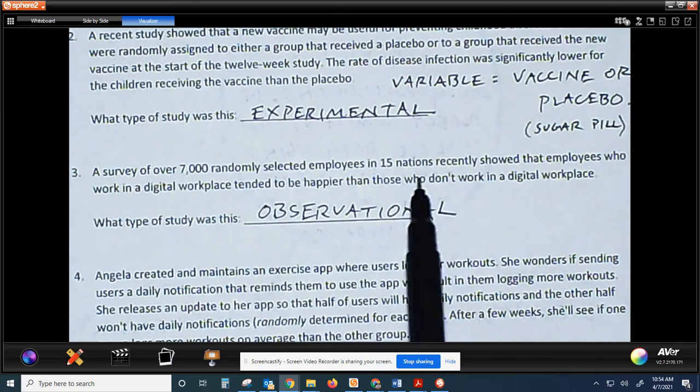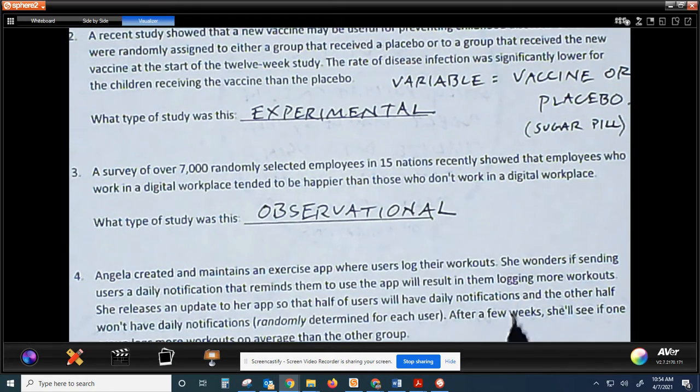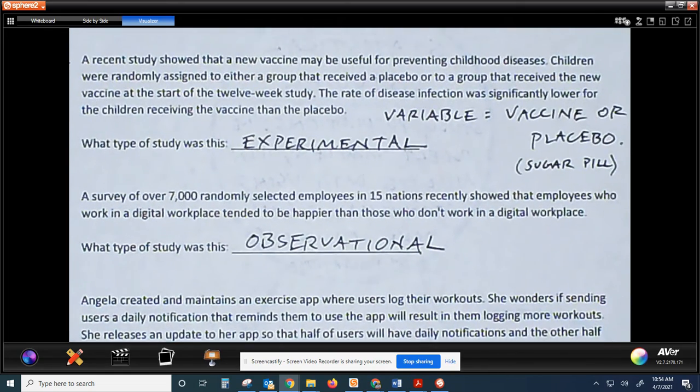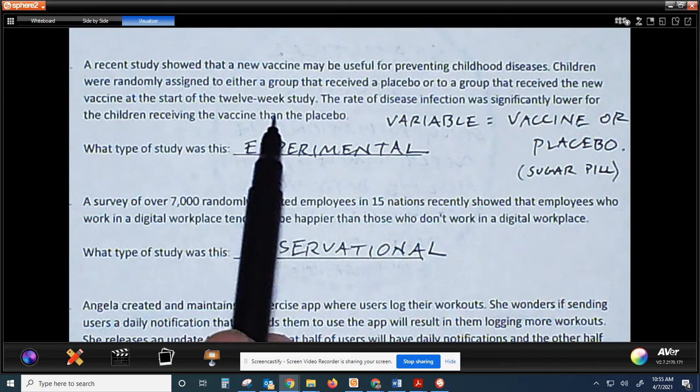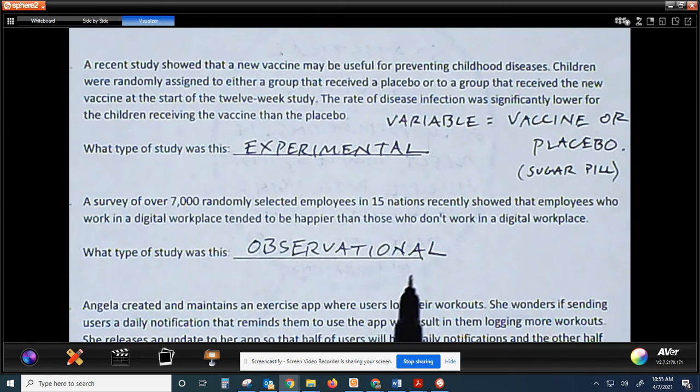Now, it does say they randomly selected people from 15 nations. They can make conclusions that are international in their scope. You can get paid, right? You can absolutely get paid to collect data like that and to participate in the study. People do get paid for that. What was the first one? I was still right in front of it. The first one is experimental on number 2, and 3 is observational.